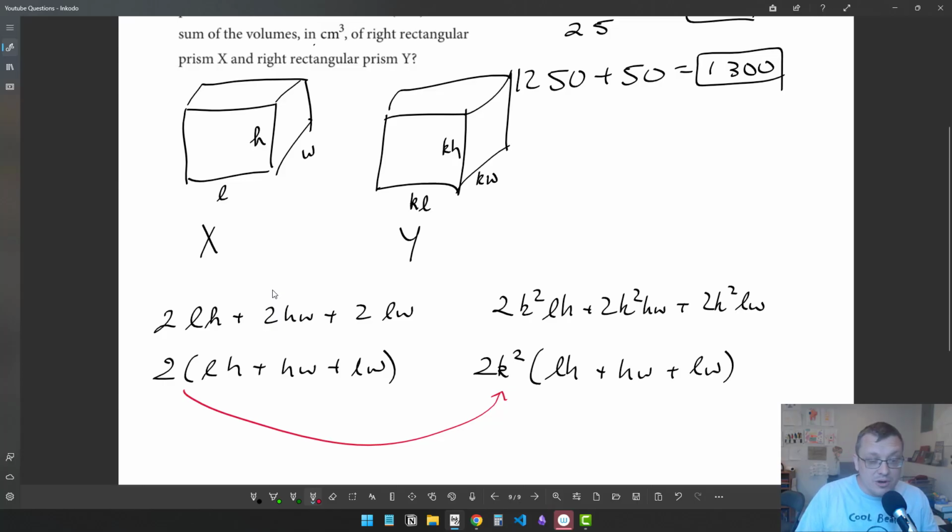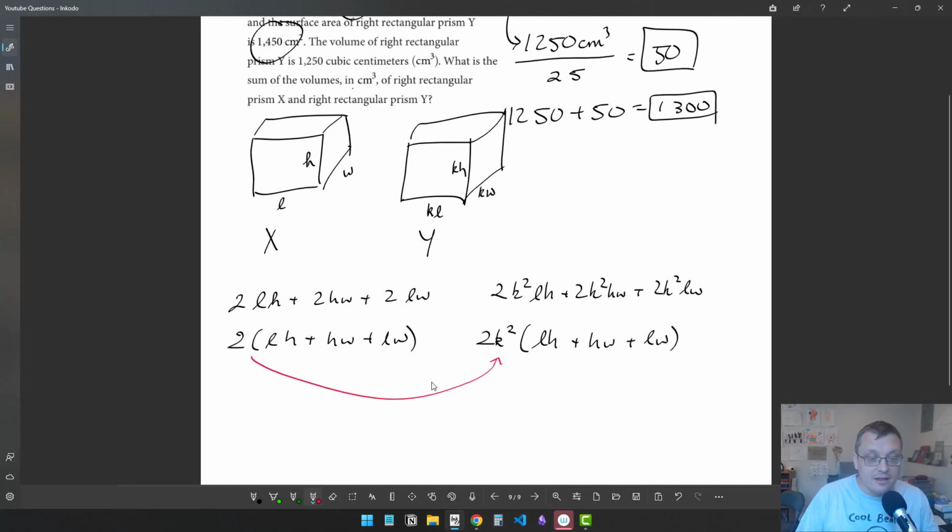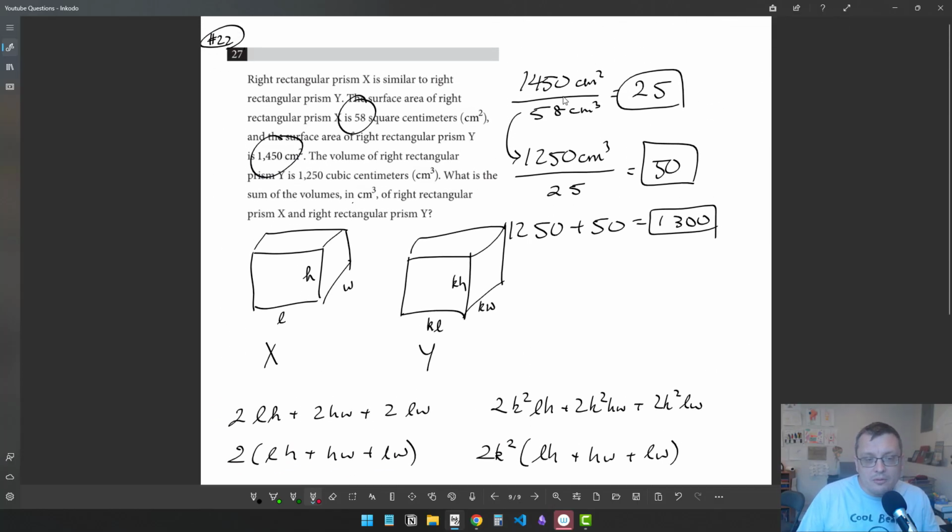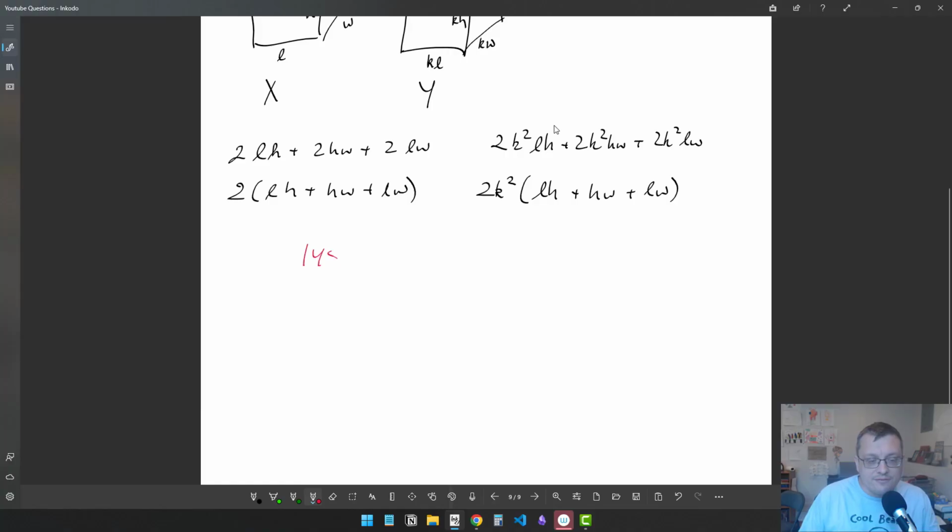We did 1450 divided by 58. What happens? Well, let's see what would happen if I applied that here. If I said, okay, 2k squared times LH plus HW plus LW, and divide this by 2 times LH plus HW plus LW, we're dividing the large area by the small area. Cancel, cancel, cancel, cancel. Again, as expected, that factor of k squared pops out.